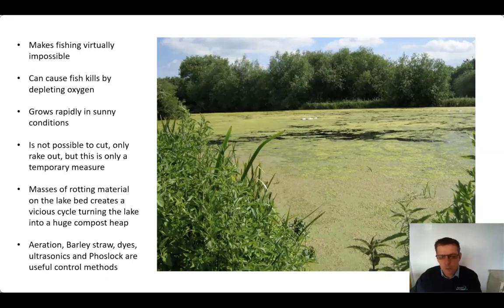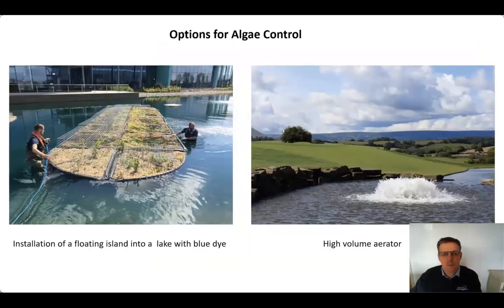The picture on the left shows us installing a floating island into a lake with blue dye in it. The pre-planted island was put in as an additional measure to introduce some extra plants that would compete with the algae for nutrients. And the picture on the right shows a typical high volume aerator, but unfortunately you do need electricity for something this powerful.